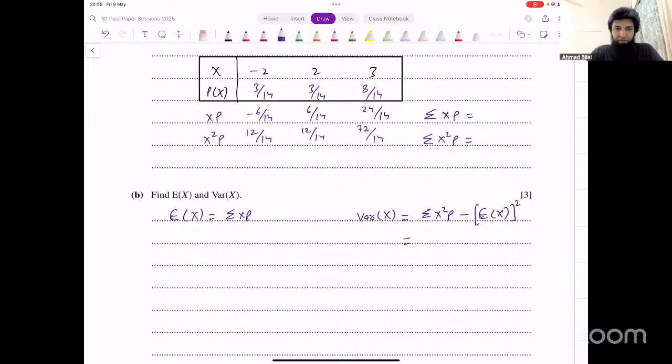Does anyone have these results? Expected value and variance. 12 over 7. Okay, so this is 12 over 7. So that means expected value is 12 over 7. We can input that here now. Sigma x square p. What about that?